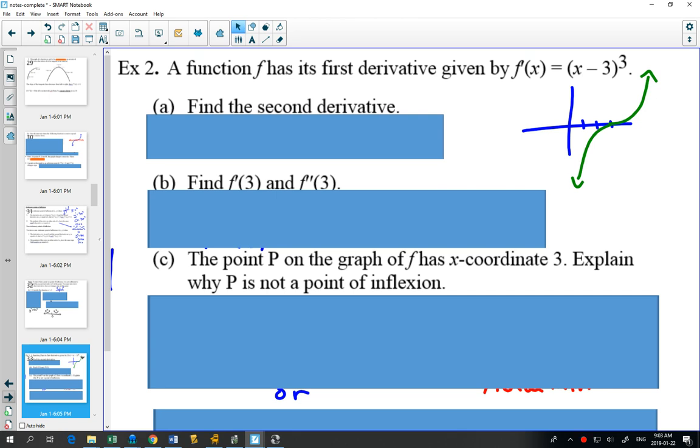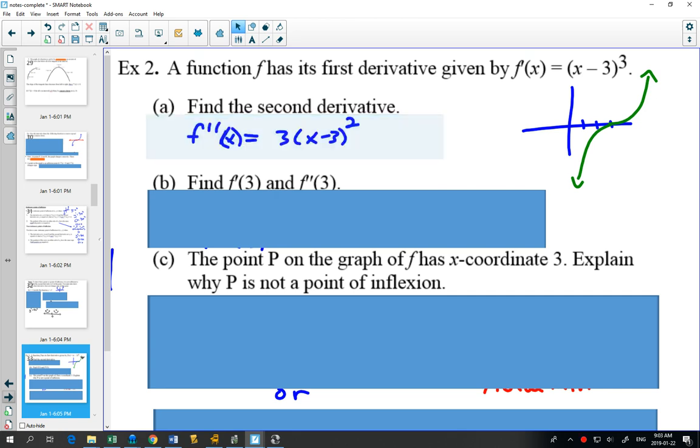Find the second derivative. There's our first derivative. And I should find our first derivative first. This is actually the first derivative, and you have to find the second derivative. Sorry, I misread the first question. So I drew a graph of the derivative, not of the original function.